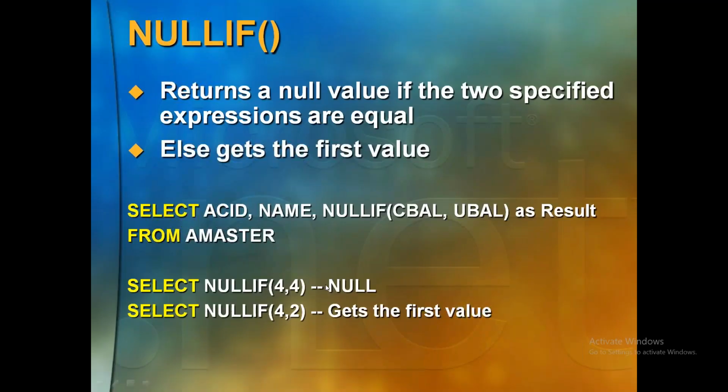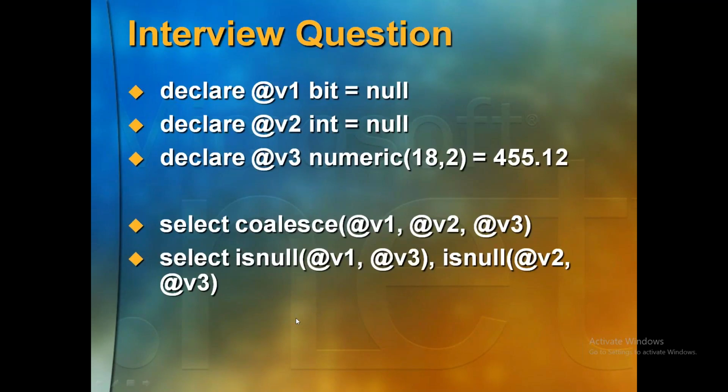Okay. So people would ask you what is the difference between ISNULL and NULLIF. ISNULL means if there is a null value there, you are going to be putting a constant value instead of showing the null there. So NULLIF returns a null value if the two specified expressions or columns are equal, else gets the first value. So it will give you a null because both of them are equal. It will give you the first value. The answer is 4 in this case. Clear? So there is an interview question asked.